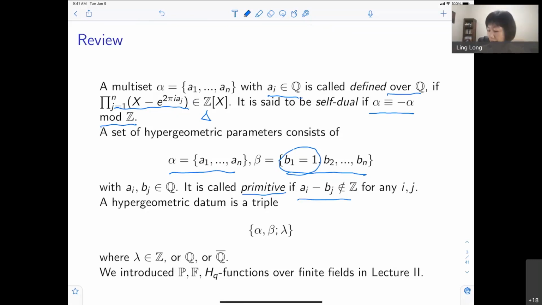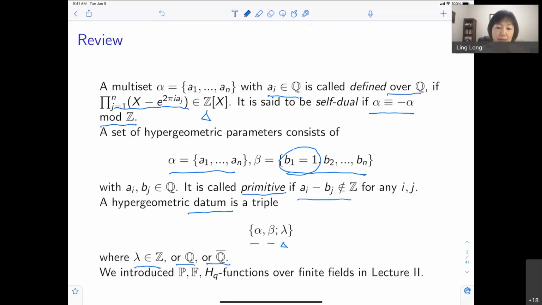When I'm referring to a hypergeometric datum today, that means it's going to be a triple, consisting of alpha, beta, two multisets, and also there is a base parameter lambda. And when we get to representations, basically we would like lambda in a good case to be in Z, or rational numbers, or some algebraic numbers.